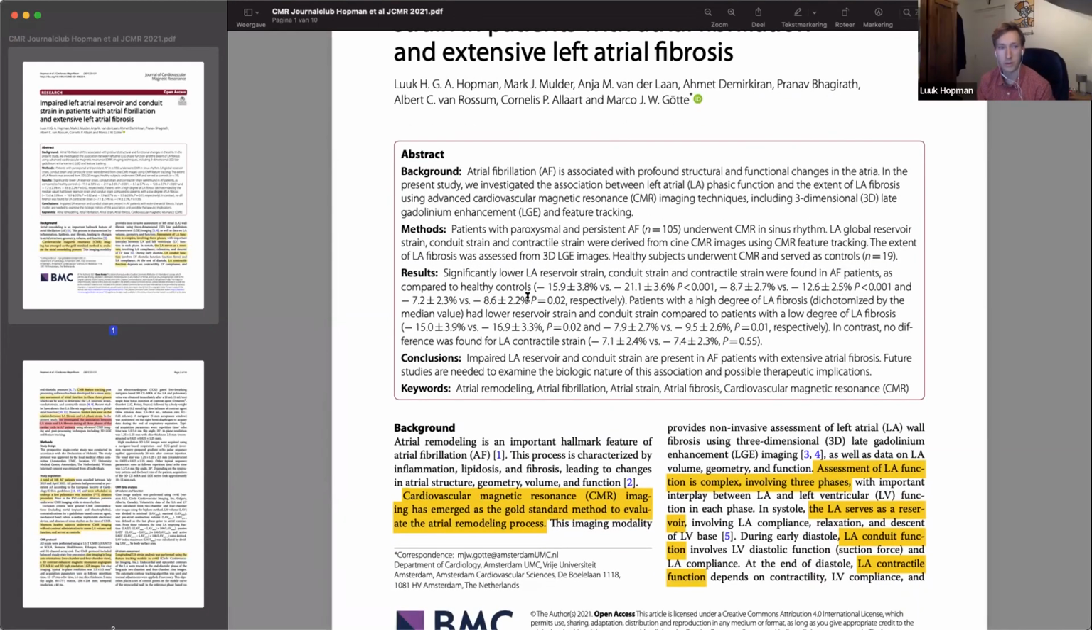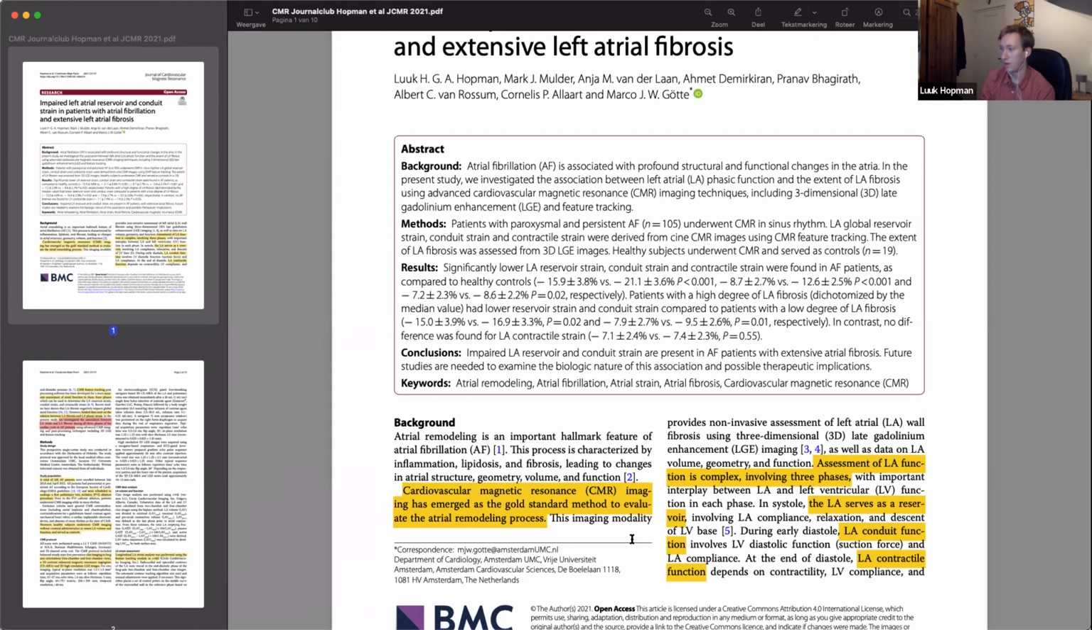As you may know, atrial remodeling is an important hallmark feature of atrial fibrillation. In this regard, detailed characterization of atrial remodeling and understanding of the interplay between structural remodeling and functional remodeling is essential. For the evaluation of this atrial remodeling process, CMR has emerged as an important imaging modality, as it can be used for the non-invasive assessment of left atrial fibrosis through 3D LGE imaging, and for the assessment of left atrial function through feature tracking strain.